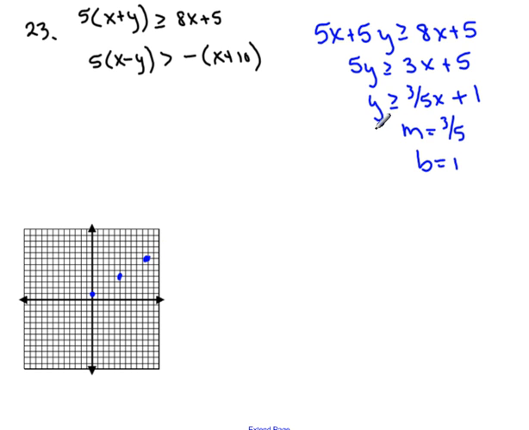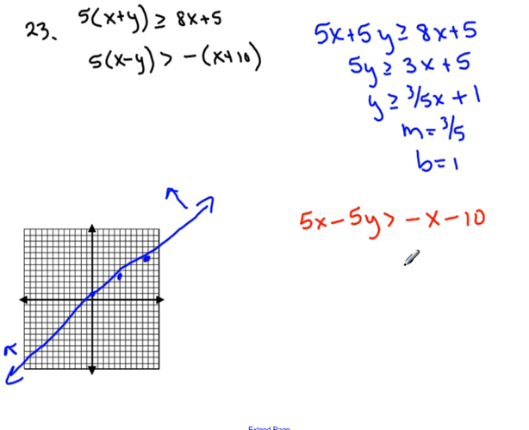And when I look at the inequality, it does contain an equal sign, so I'm going to draw a solid line through those points. And it's greater than, which means shade above the line. Okay, let's do the same thing for the second equation. So I'm going to distribute the 5, so 5x minus 5y greater than. Distribute the negative, negative x minus 10.